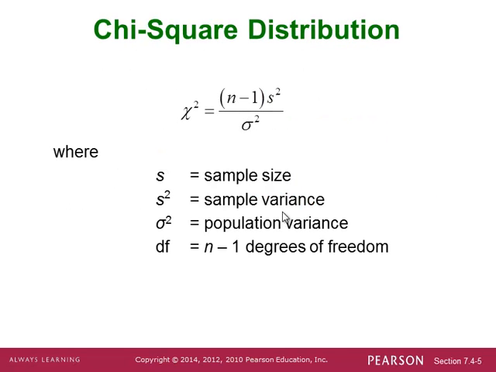Here's the calculation, where you take sample size n minus 1 times the sample variance, which is s squared, divided by sigma squared. Sigma squared is something that you may not exactly know, but you might be told in a problem or assume.